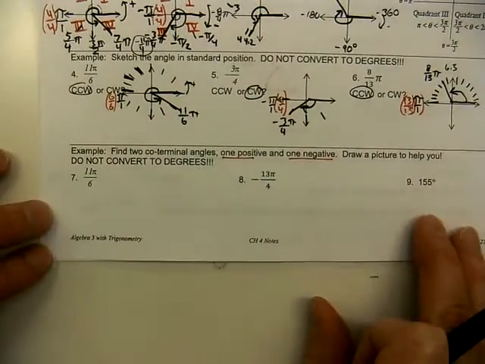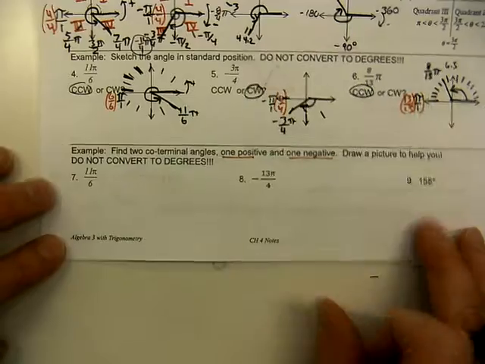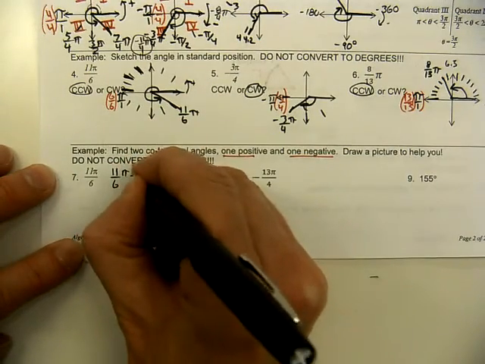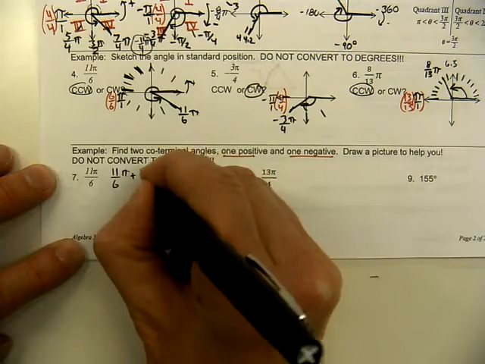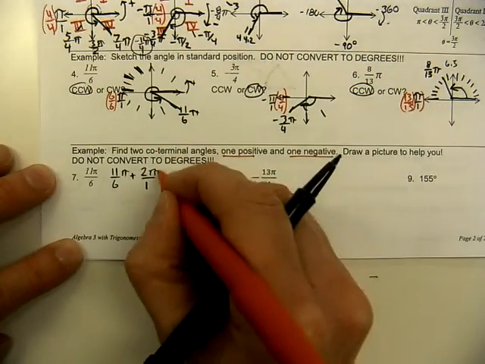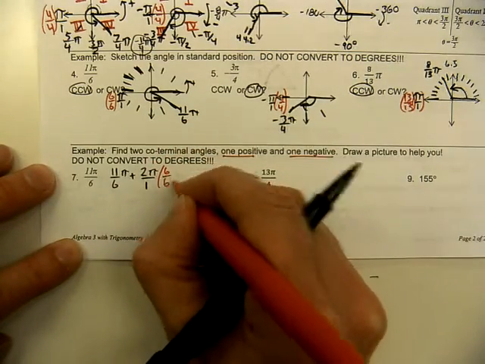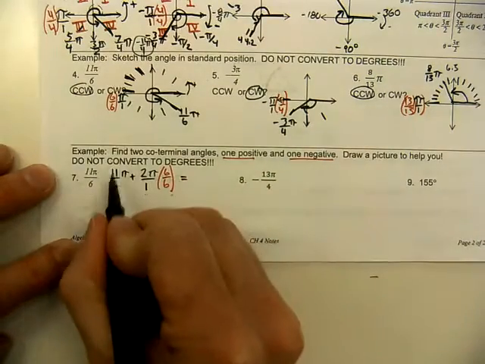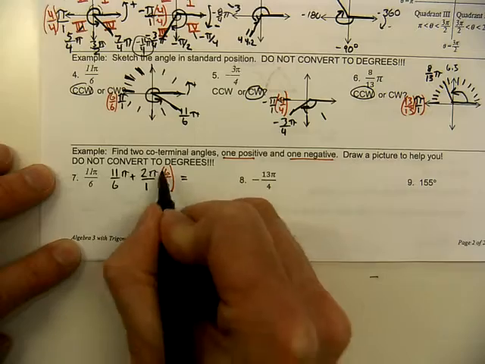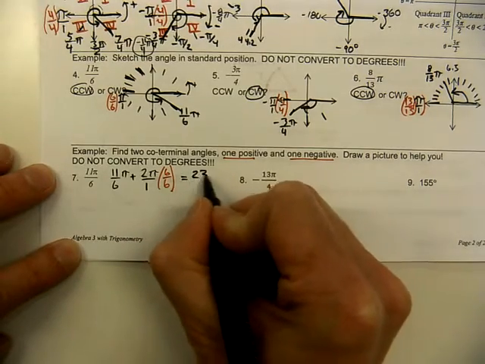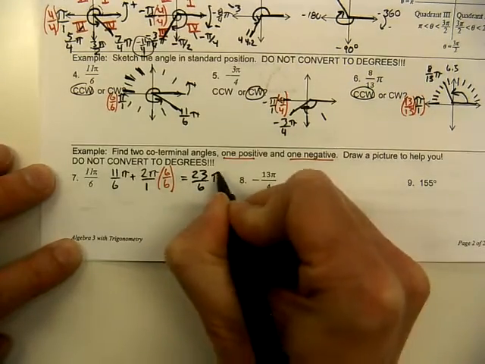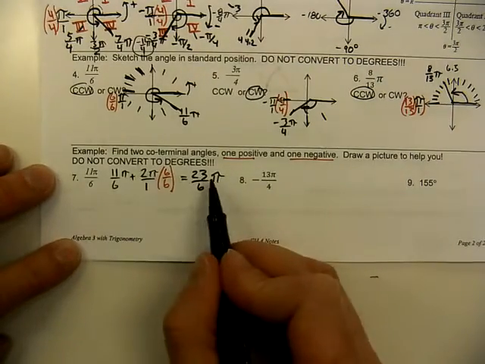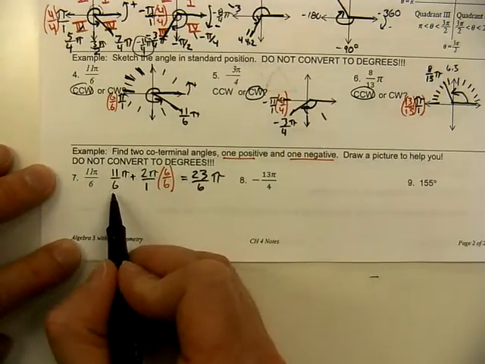So in number 7, we're starting off with 11/6 of a pi. So take your given angle. We want to add a revolution of 2 pi. That is a denominator of 1, but we have to have a common denominator. So we're multiplying top and bottom by 6. So this means we have 11/6 pi plus 12/6 pi, and that gives us a total of 23/6 pi. That's essentially going around one more time. That'll terminate the same spot that 11/6 pi does.